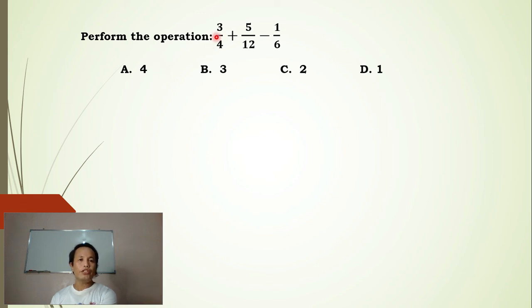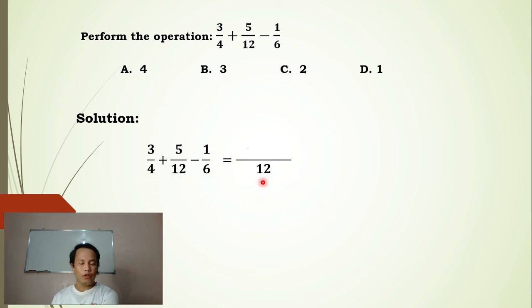Perform the operation 3 over 4 plus 5 over 12 minus 1 over 6. So this is now a series of operations on fractions. A, 4, B, 3, C, 2, D, 1. Since these are dissimilar fractions, what we need to do is to find the LCD. The LCD of 4, 12, and 6 is of course 12.